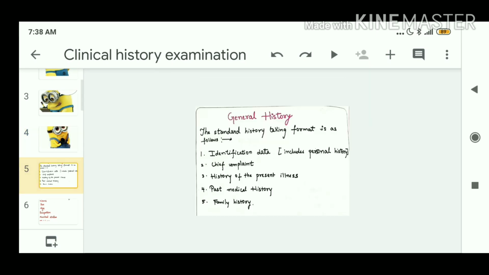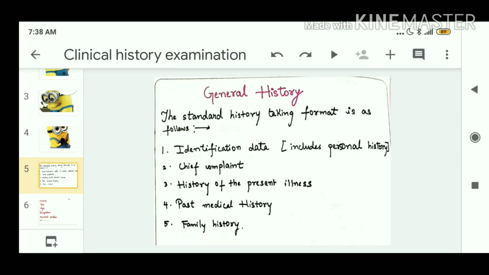Let's come to today's topic, general history. You should know the standard history taking format, which is as follows. First, identification data, which includes personal history. Second, chief complaint. Third, history of the present illness. Fourth, past medical history. Fifth, family history.